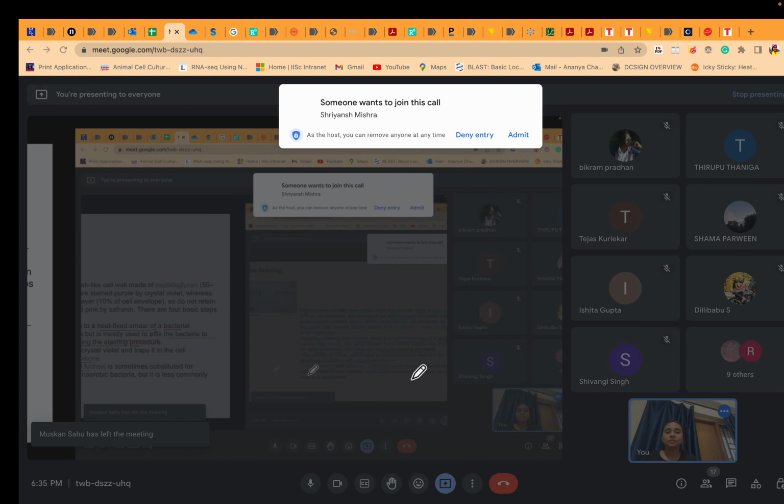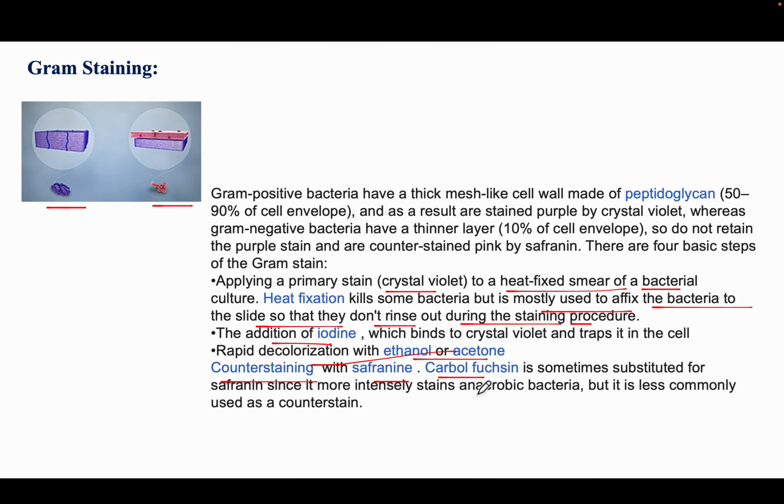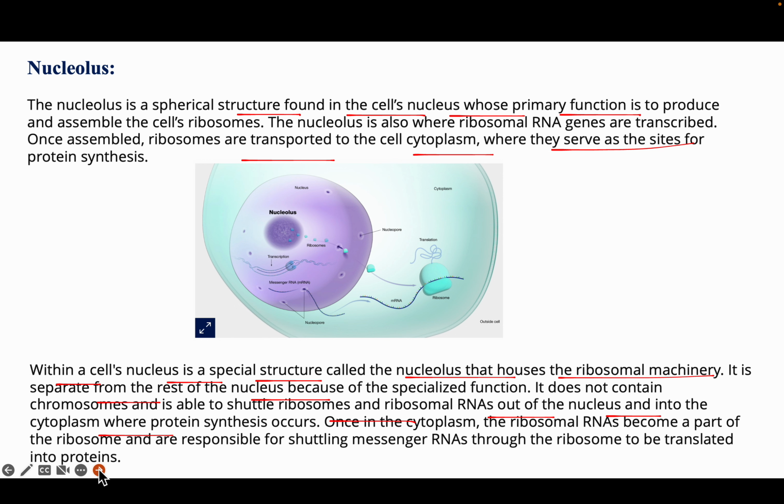Now the second one I described was the nucleolus. I will not go into details, but I will emphasize what I have written and what is in the diagram: the nucleolus is not membrane bound and it is not separated by a membrane from the nucleus. Rather, it is a site where the cell produces and assembles ribosomes, and it is also where ribosomal RNA genes are transcribed. Once assembled, ribosomes are transported to the cell cytoplasm, where they serve as sites for protein synthesis.